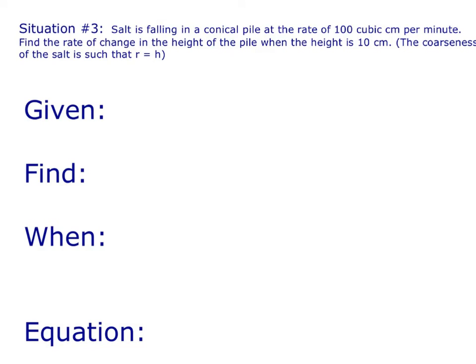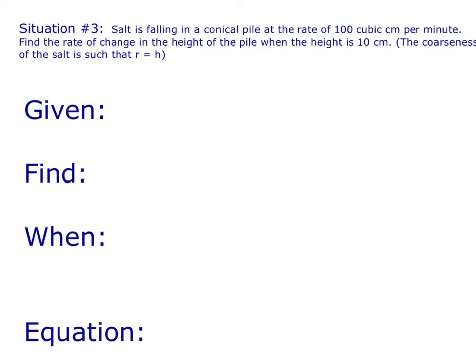All right, here's our next example. Situation 3: salt is falling in a conical pile at a rate of 100 cubic centimeters per minute. Find the rate of change in the height of the pile when the height is 10 centimeters. The coarseness of the salt is such that the radius is equal to the height.